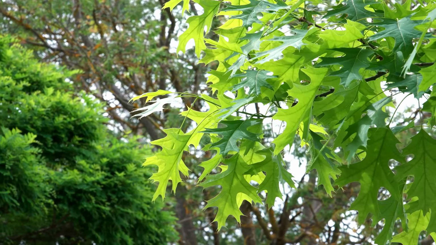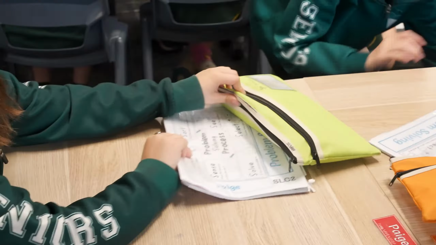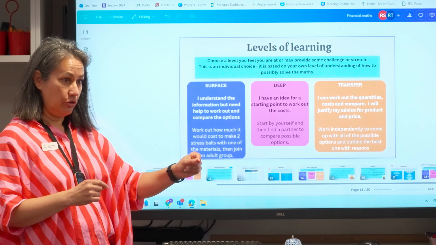Good morning, everyone. So today, you need to think about where you're already at. What level do you have? Where do you want to go? So the levels of understanding is something we've been implementing right across our whole school at Mount Barker South.